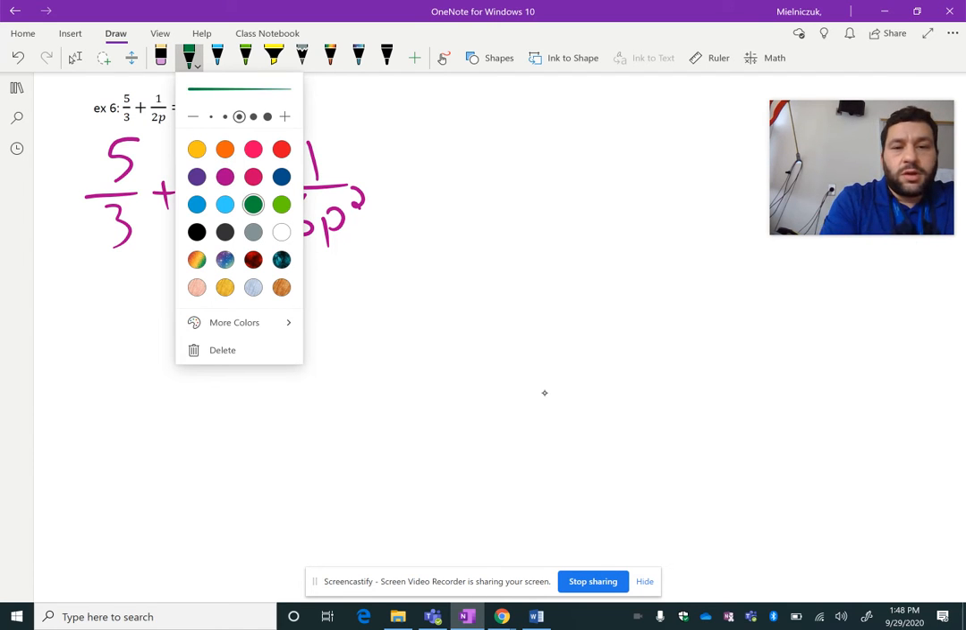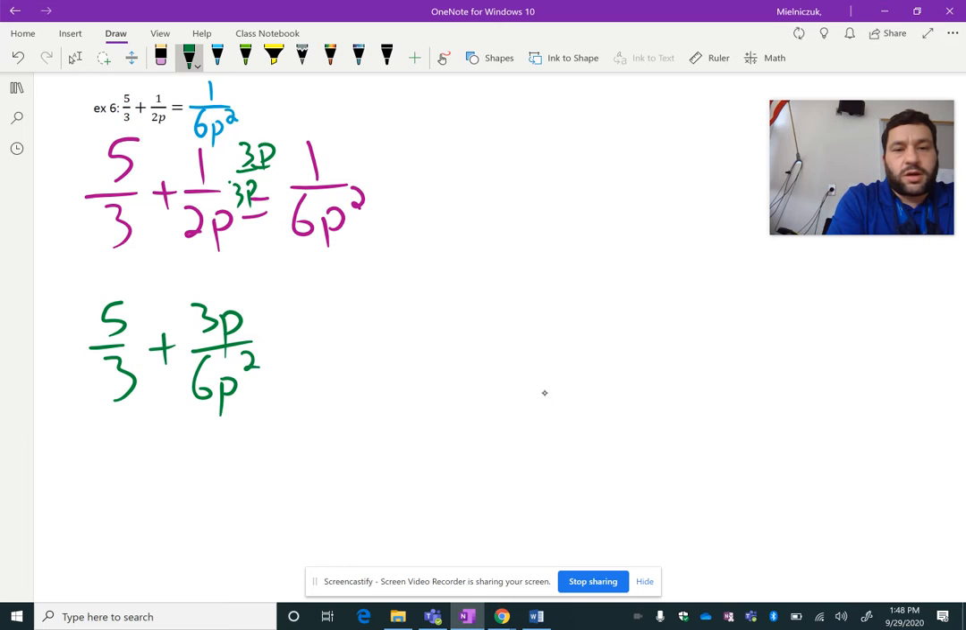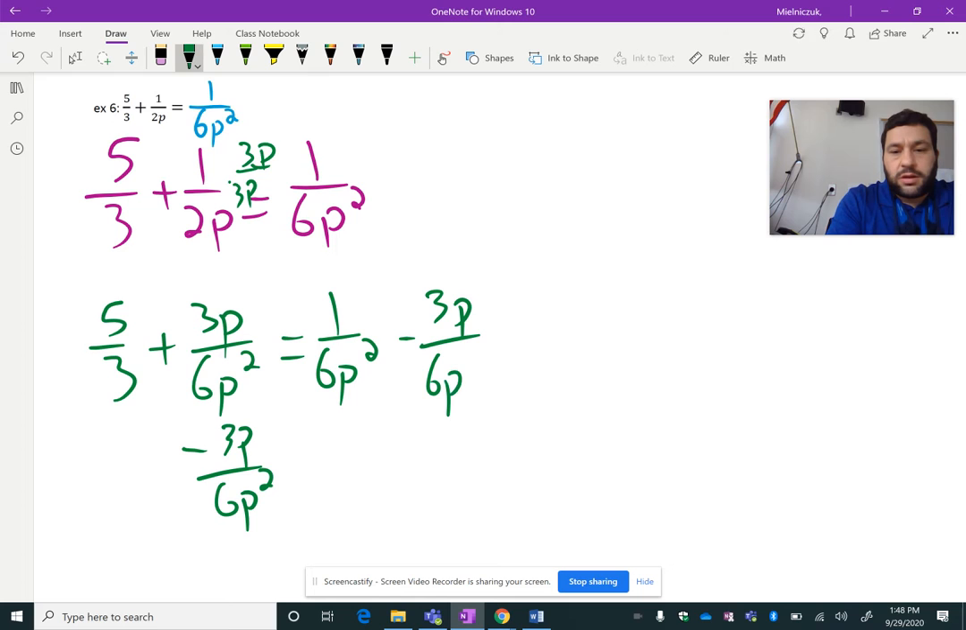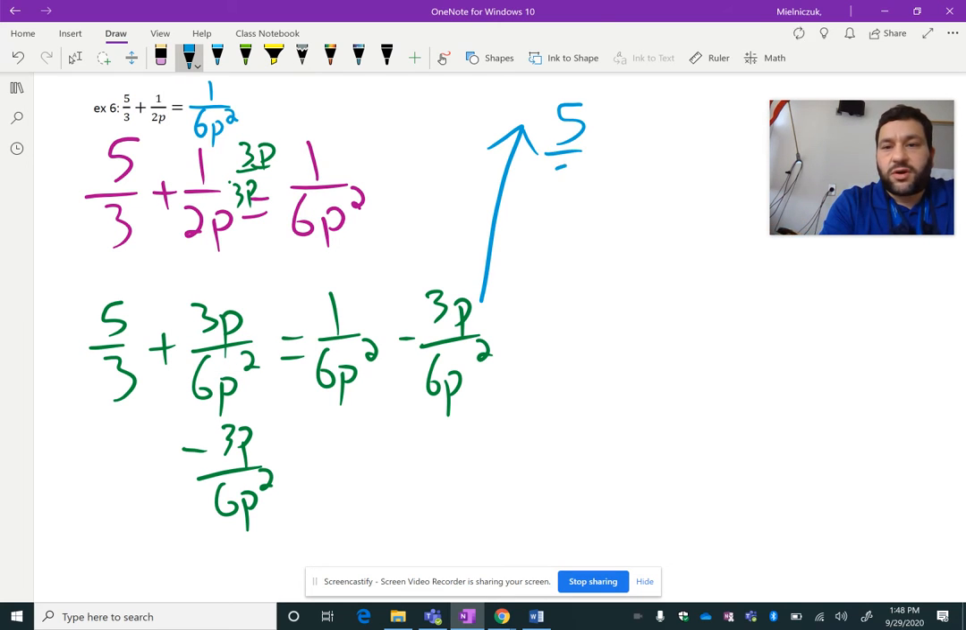So what I'm going to do is multiply the 1 over 2p by 3p over 3p, because what I'm going to get is 5/3 plus 3p over 6p squared equals 1 over 6p squared. Because I did that, I can now subtract 3p over 6p squared on both sides to rewrite this. So now we're moving up to the top, to rewrite this as 5/3 is equal to 1 minus 3p over 6p squared.